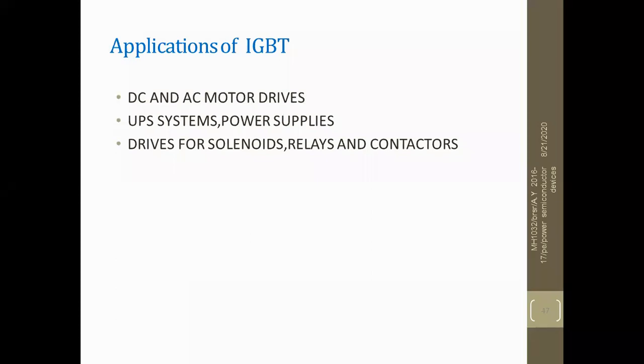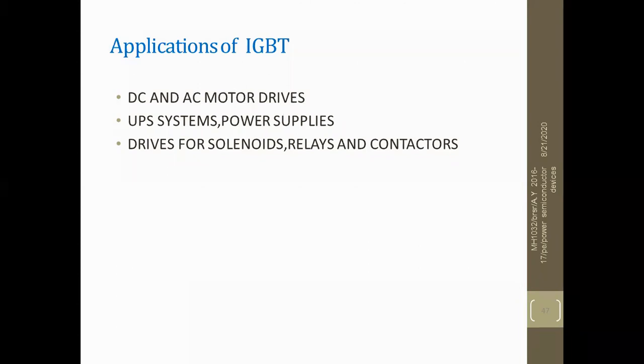The ratings of these IGBTs are up to 1200 volts and 400 amperes. The voltage rating of 1200 volts is a very high voltage, and the current rating is 400 amperes. And what about the switching frequency? Switching frequency can be up to 20 kilohertz, but it can be increased to greater than 150 kilohertz also.